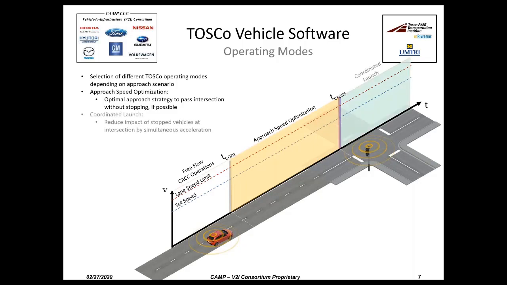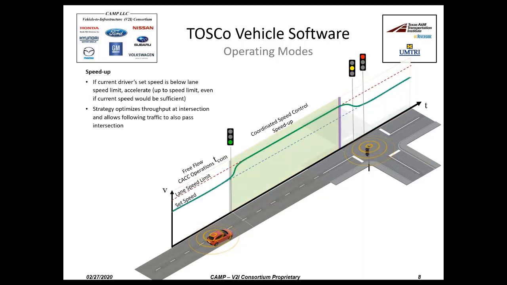Now, if a stop is unavoidable, what the TOSCo vehicles will do is they will, of course, come to a stop. And as they begin to depart from the intersection, once it turns green and there are no vehicles queued in front of them, these TOSCo vehicles will perform what we call coordinated launch. This enables the vehicles to discharge that queue quicker, and any TOSCo vehicles next to each other will accelerate at close to the same time, behaving as a string of TOSCo vehicles.